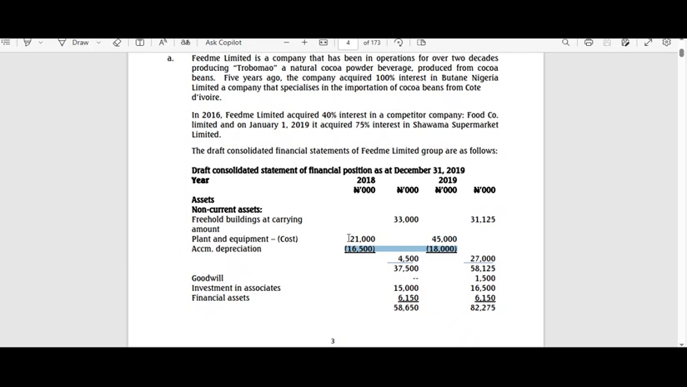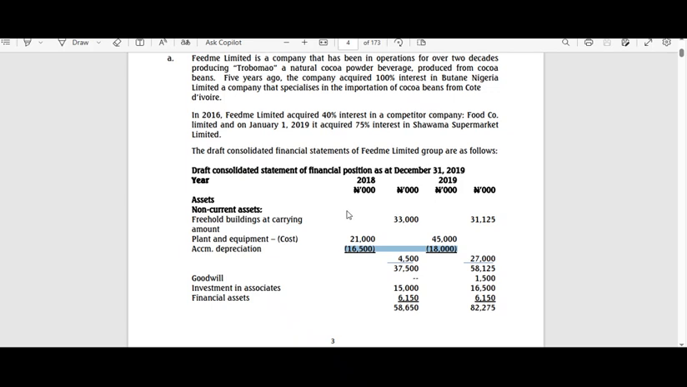So let's look at when the assets were purchased. There has been no acquisition or disposal. When did we purchase these plants and equipment, as well as the freehold buildings? Maybe we assume 5 years ago when the company started operation. I don't think you should assume.